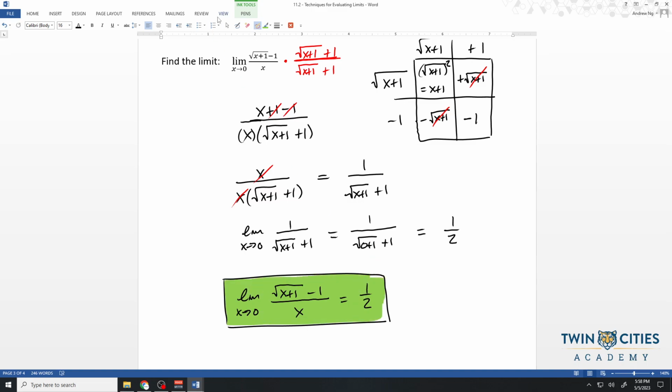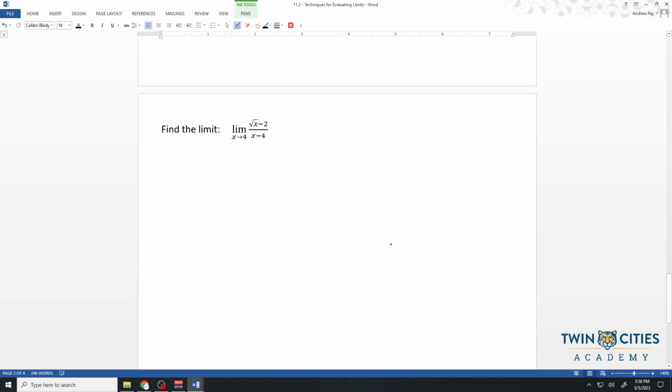All right, we've got one more example. Let's take a look at that one. Here I've got find the limit as x approaches 4 of the square root of x minus 2 all over x minus 4. Let's try direct substitution just to make sure it doesn't work. Plug in 4, that'll be the square root of 4 is 2. 2 minus 2 is 0 on top. Over 4 minus 4 would be 0 on bottom. 0 over 0, that's an indeterminate form. Means there's probably something I can do.